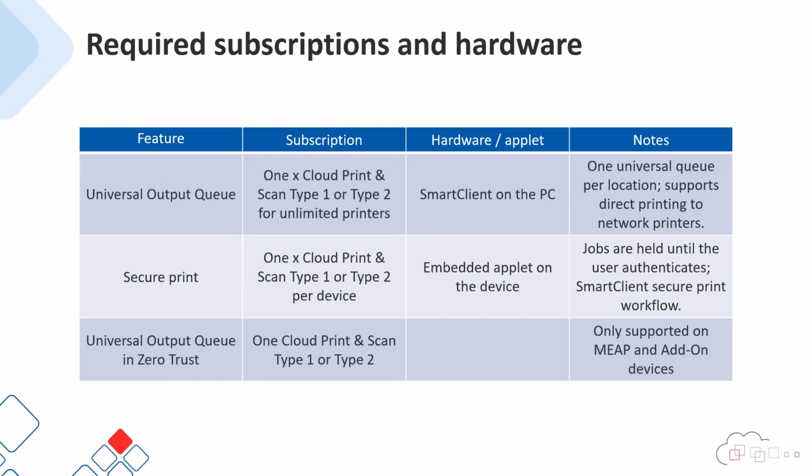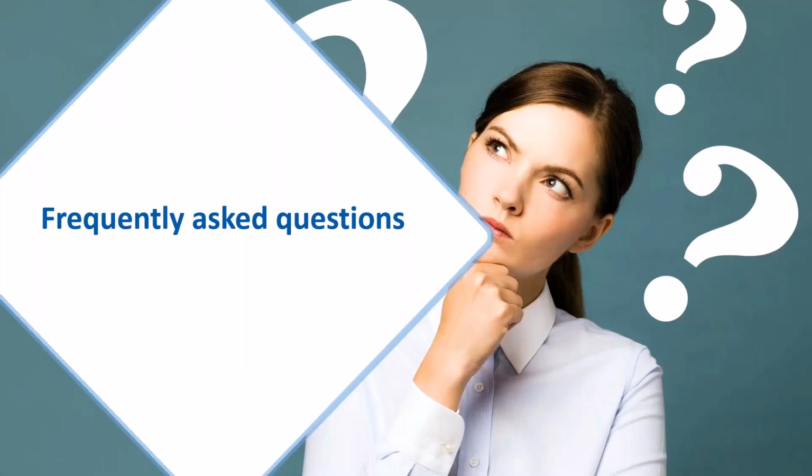Universal output queue also, as I've mentioned many times, works in zero trust environments. In this mode, jobs are routed, as I've said before, via the cloud and only supported MEEP or add-on devices can retrieve these print jobs. For a complete list of the supported MEEP and add-on devices, please see the uniFLOW online technical data sheet and product information guides, which you can find on our partner site. With the subscriptions and hardware clear, we can now move on to the frequently asked questions, which is a new thing that I've introduced in this particular webinar.